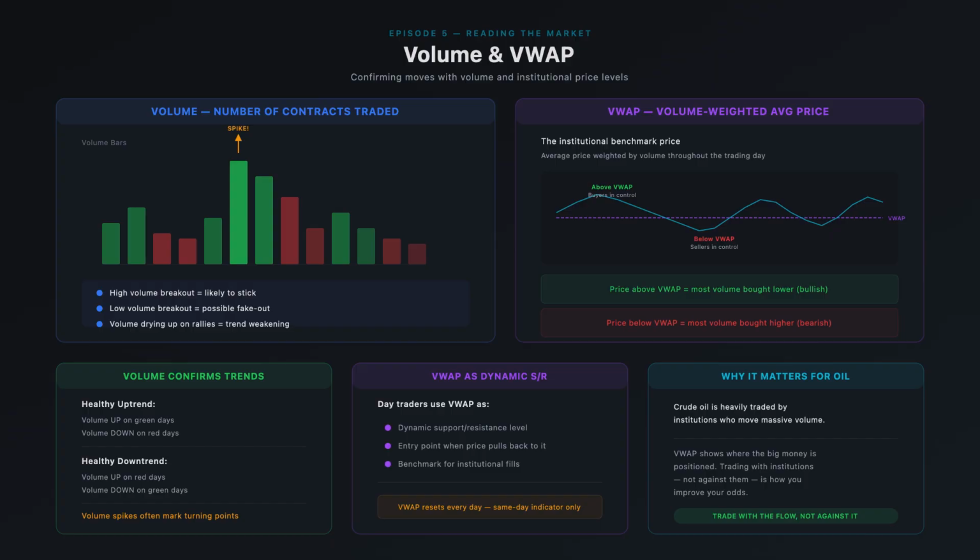Day traders use VWAP as a dynamic support and resistance level. Price often bounces off VWAP during the day, making it a great entry point. This is especially true in crude oil, where institutional traders move massive volume. One more thing, VWAP resets every day. It's a same-day indicator only. Don't carry VWAP analysis from one day to the next.